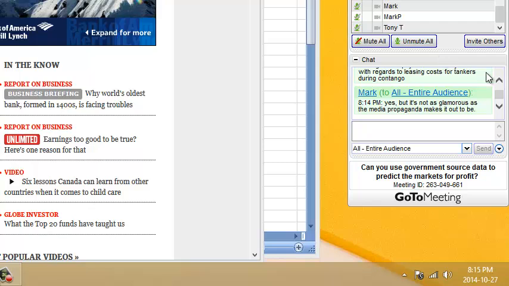Anybody else got any comments at all? Because one area I'm looking at is definitely futures.